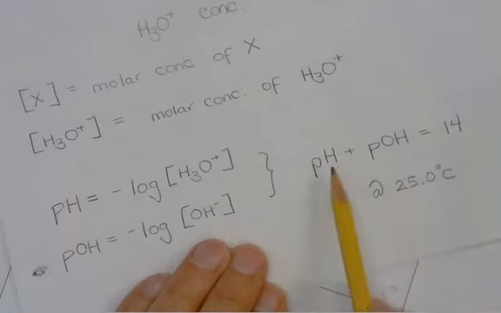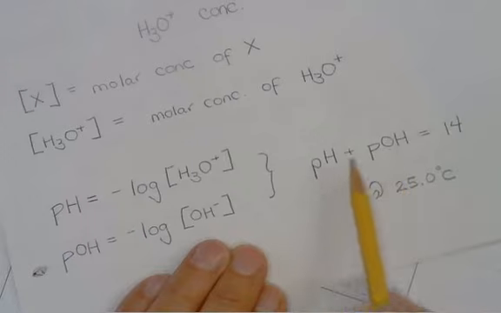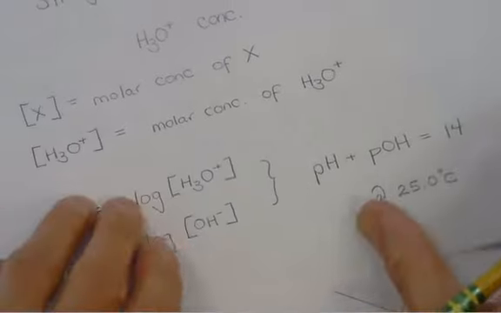If something has a pH of 0, that makes the pOH 14. If something has a pH of 7, the pOH must be 7 because 7 plus 7 is 14. If the pH is 10, the pOH is 4. You get the idea.